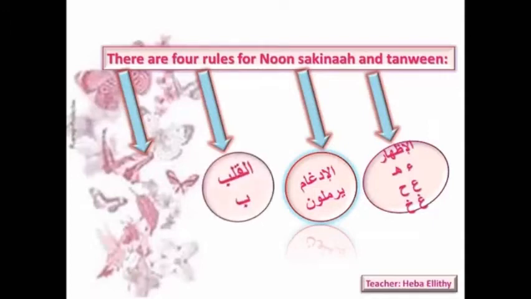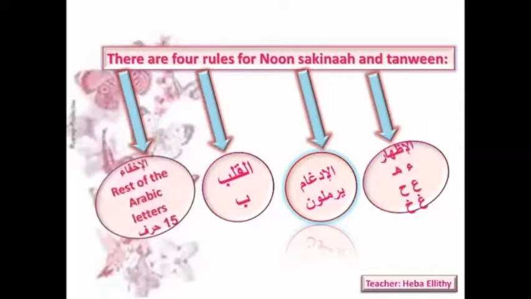Next rule here is al-qalb or al-iqlab. If I have ba coming after nun sakina or tanween, I change the nun sakina to mim sakina, and you can check this class in the classes before or after, you can find it.